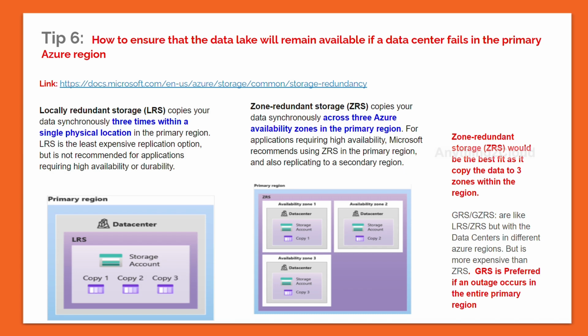Next, compared to LRS and ZRS, we have something called GRS and GZRS, which are like LRS and ZRS but with the data centers in different Azure regions, but is more expensive than ZRS. GZRS is preferred if the outage occurs in the entire primary region.